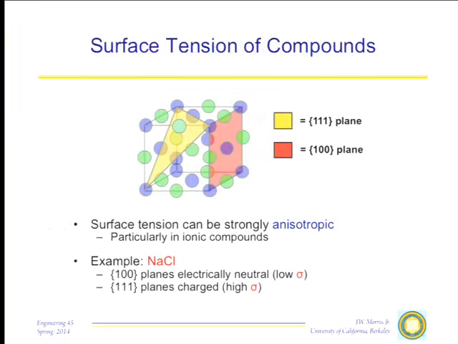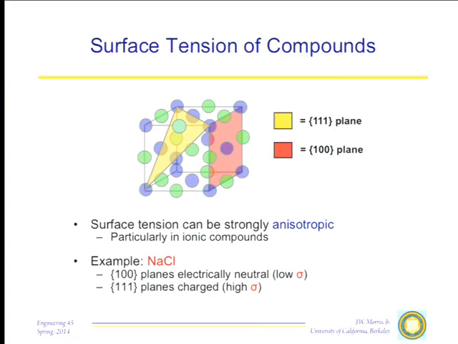Compounds are a bit more complicated. In compounds, particularly ionic compounds, the surface tension can be strongly anisotropic. A classic example is sodium chloride. If you take the 1,0,0 plane, the face plane in sodium chloride, and you start counting ions, you will quickly conclude that that 1,0,0 plane is electrically neutral. There are as many positive ions as there are negative ions, so it's electrically neutral.